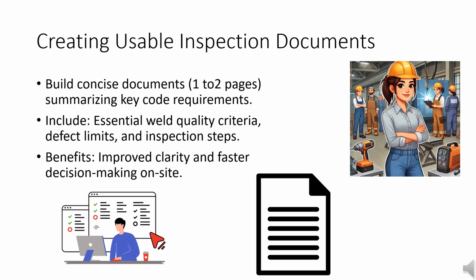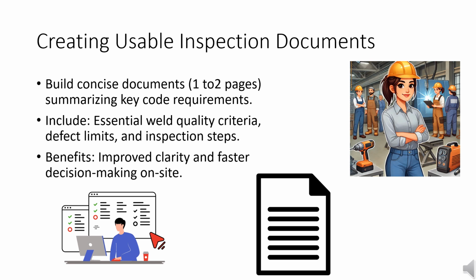When we're creating a usable inspection document, what you could think of as a recipe card that the welder or welding inspector can use in the field without digging through the code book, we aim to build a concise document that summarizes the key code requirements.